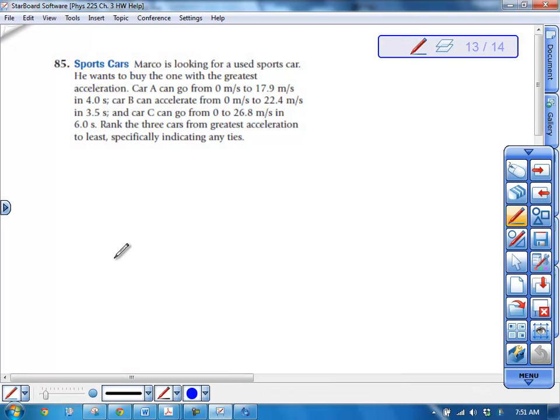Okay, next question. Marco's looking for a used sports car. He wants one with the greatest acceleration. Car A can go from 0 to 17.9. So we know acceleration is change in velocity over change in time. So car A has a change of velocity of 17.9 in 4 seconds.